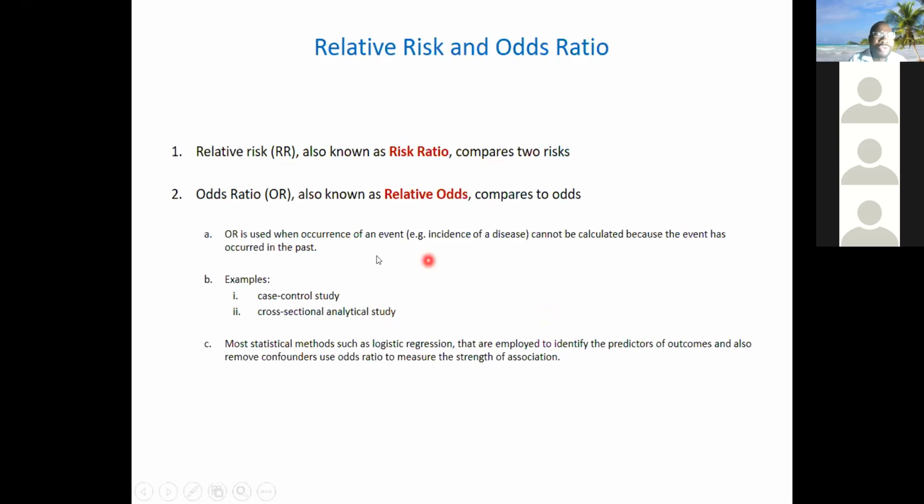So odds ratio is used when the occurrence of an event, for example the incidence of a disease, cannot be calculated because the event has occurred in the past. You understand now? Probability is futuristic, in the sense that you calculate the probability of something that has not happened. You cannot say, oh, it has rained, so what's the probability that it will rain when it has rained? So the probability is futuristic.